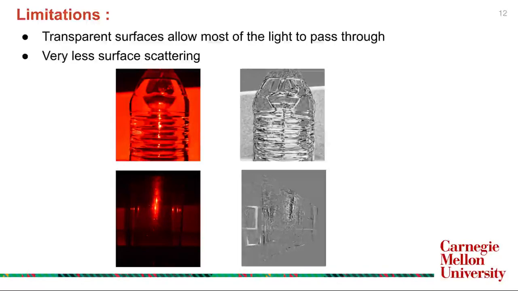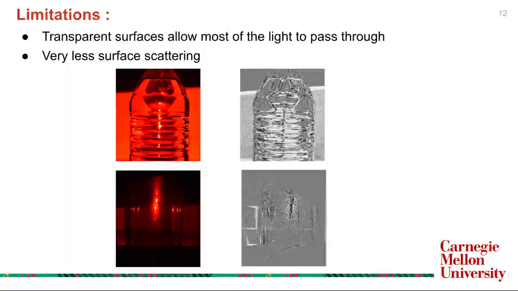This technique also has limitations. It performs poorly with transparent surfaces. Here you can see I captured two different transparent objects. One is a water bottle and the other is a filter. I touched both the objects with my hand, and I cannot see fingerprints here in the similarity map.